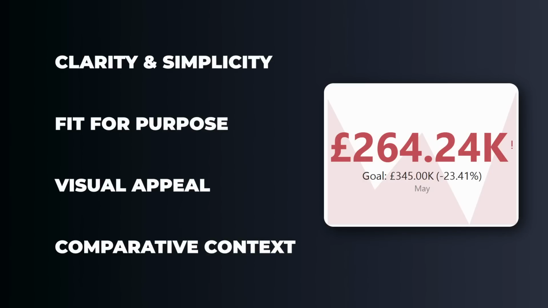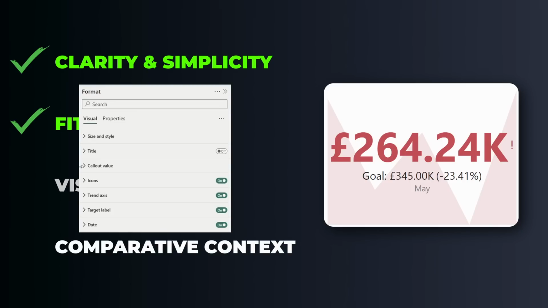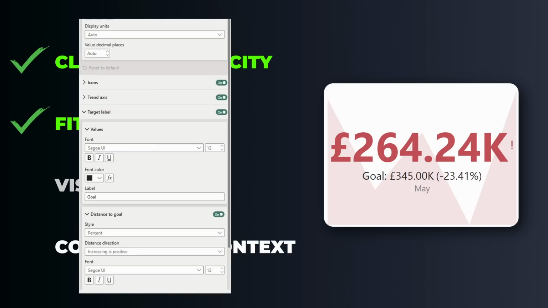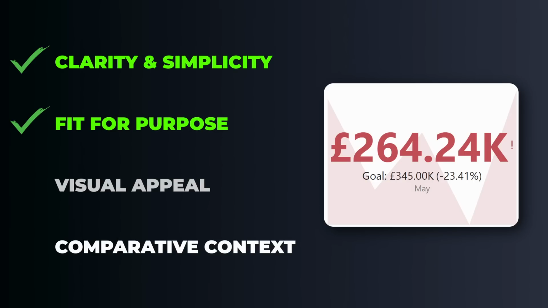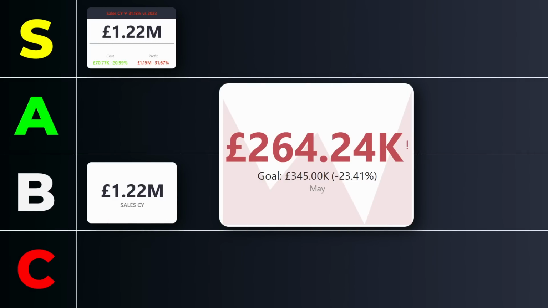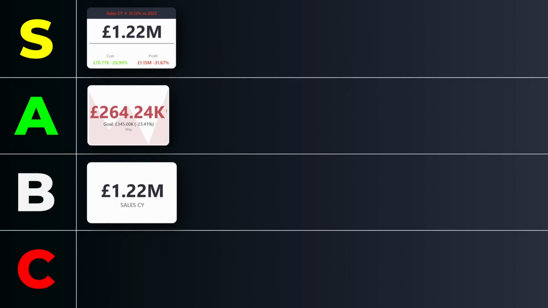Next, let's see where the KPI card fits. Simple and clear? Yes. Fit for purpose? Well, it's called KPI for a reason, so we'll give it that. Visual appeal? Let's say average, because there are no options when it comes to spacing between callout values, target label and date. As for comparative context, it does provide it to an extent, so for these reasons I will add it to the good but not the best category.